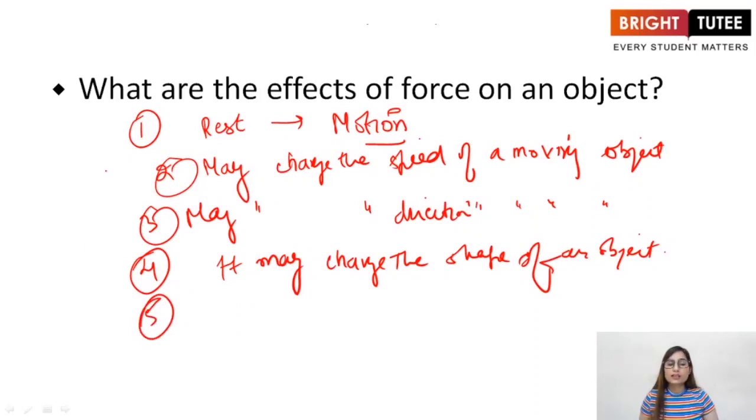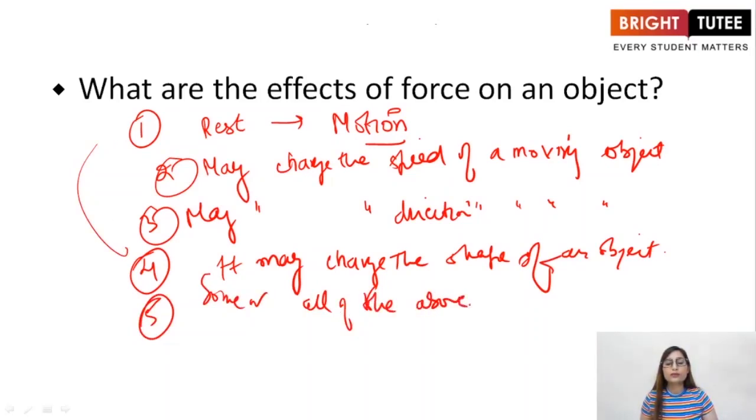Fifthly, some or all of the above. Basically, a force can produce 2 to 3 effects as well. It may show 2 to 3 of the 4 above mentioned effects. So these are the effects of force on an object, right?